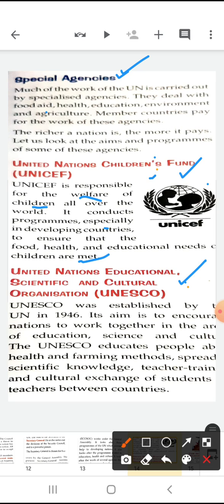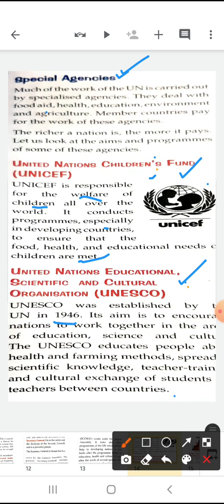Next we have UNESCO, the United Nations Educational, Scientific and Cultural Organization. UNESCO was established in 1946. The aim is to encourage nations to work together in the progress of education, science and culture. UNESCO educates people about their health and farming methods, spreads scientific knowledge, and runs teacher training programs and cultural exchange of students and teachers between the countries.